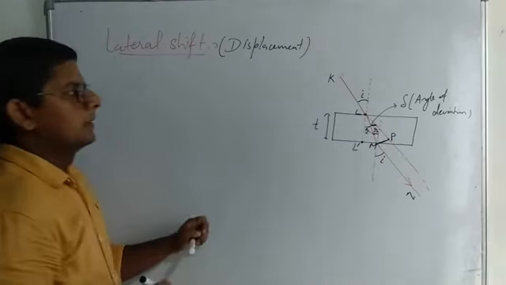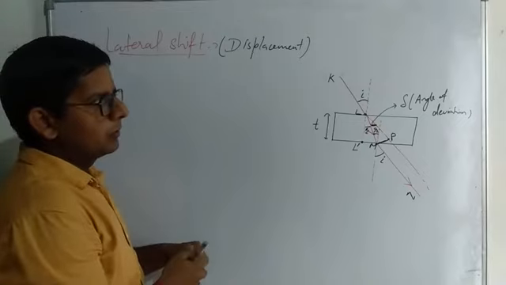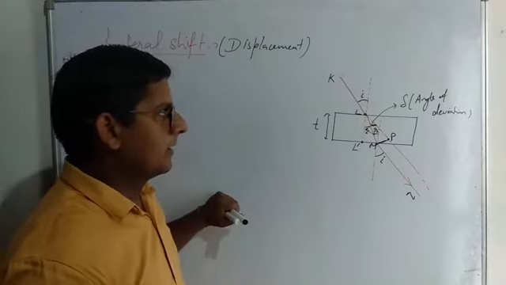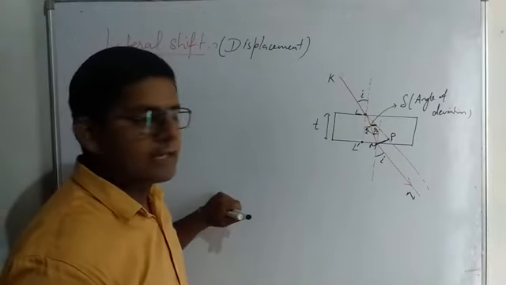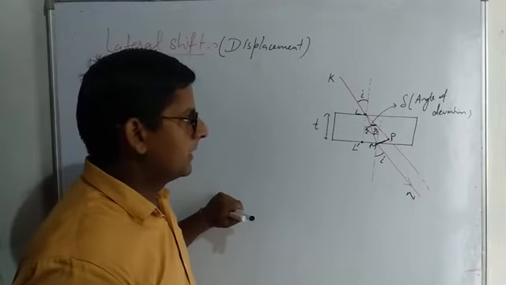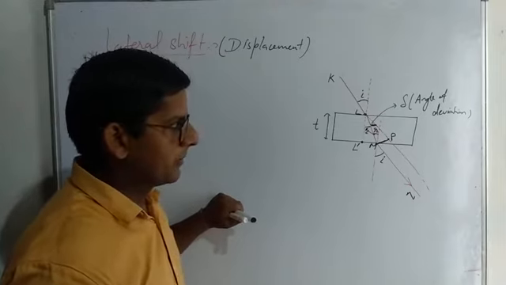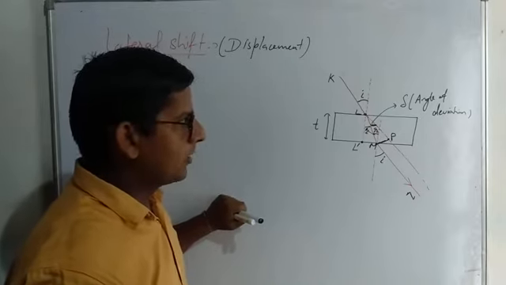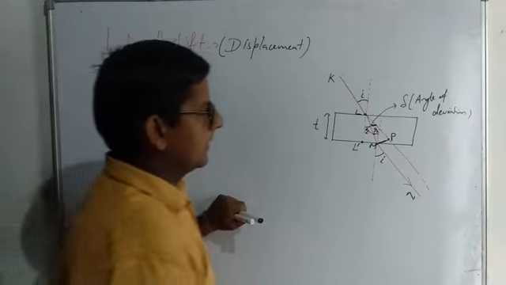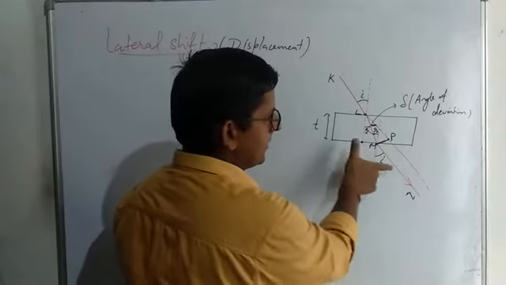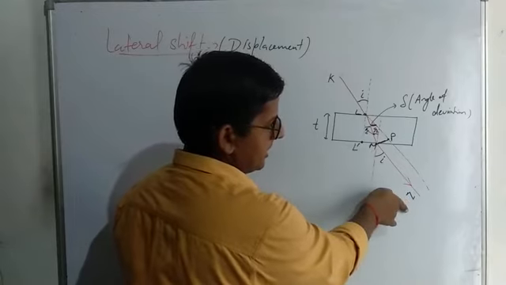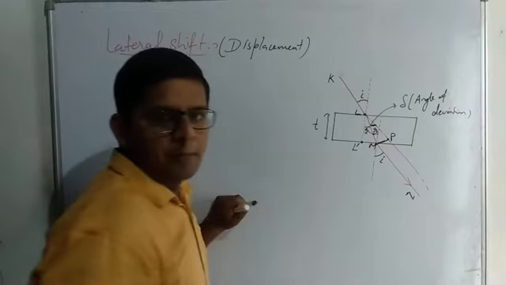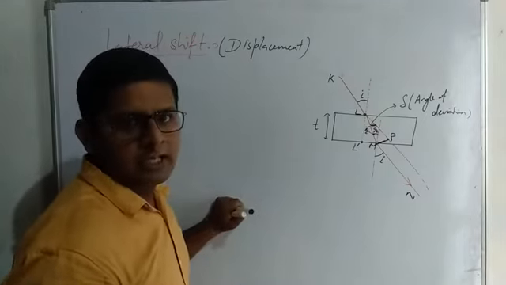We require this point L dash. I think the figure is clear to you, what we have taken in this figure: all the angles, angle I, R, and all the sides, and the thickness of the glass slab is T. The initial path and emergent path are parallel to each other, and our aim is to find the perpendicular distance between the emergent ray and the initial ray, and that perpendicular distance is MP. So we can say that MP is the lateral shift.